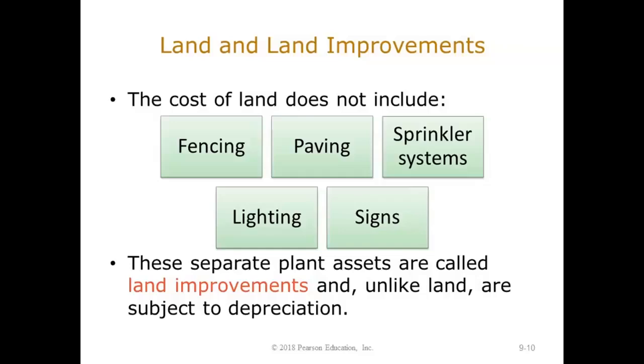Now, cost of land does not include, say, fencing, paving, lighting, signs, or sprinkler systems. These are called land improvements. We're actually going to be improving the land, and normally land improvements are subject to depreciation. Now, regular land is never subject to depreciation because, in all honesty, land never depreciates in value. It always appreciates in value. So the cost of land, the land value, we're never going to depreciate. However, if there are land improvements like fencing and paving and so on, we will definitely depreciate those assets.